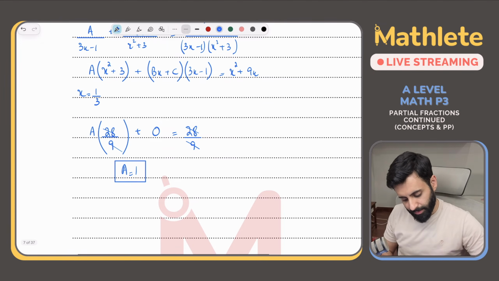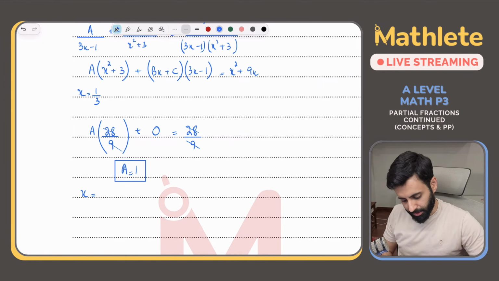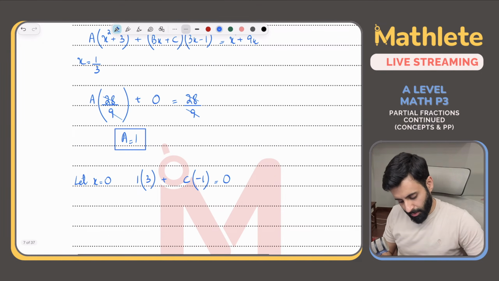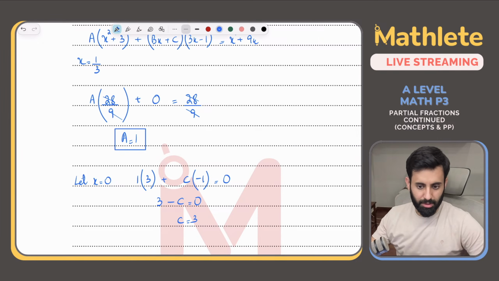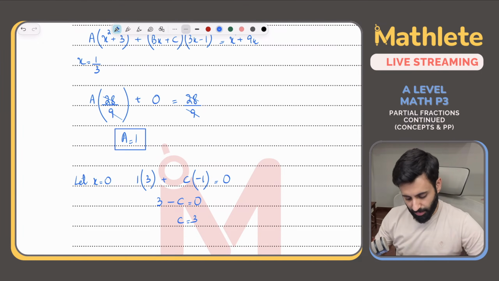Okay, now we substitute x equals to 0. So at this point we say, let x equal to 0 with the value of a that we have found. So this means 1 times 3 plus 0 plus c, or simply c. 3 times 0 is 0 minus 1 is equal to 0, which means 3 minus c equals to 0, which leads to the conclusion that c is equal to 3. Okay, so c की भी value आ गई.